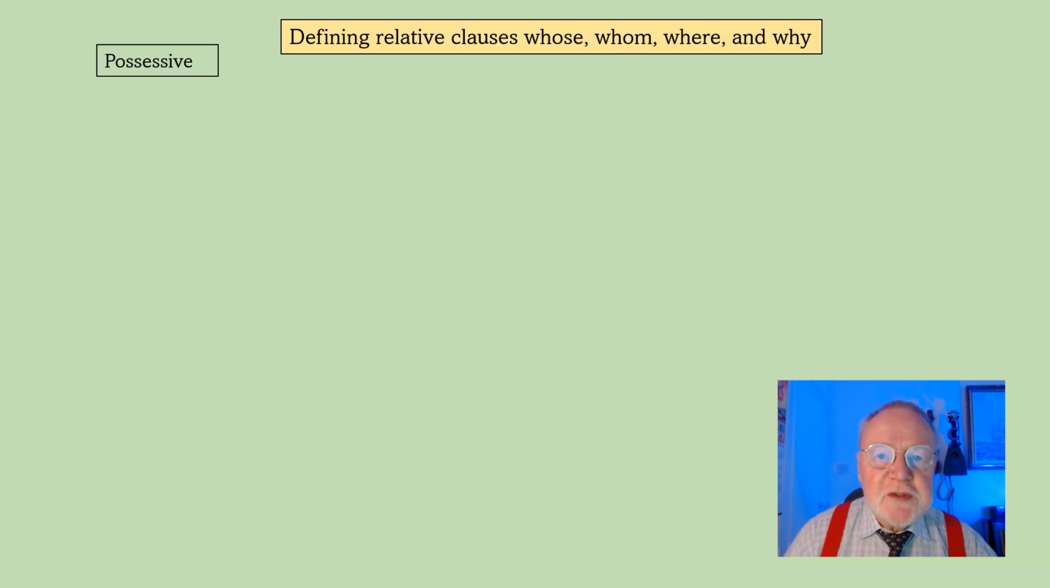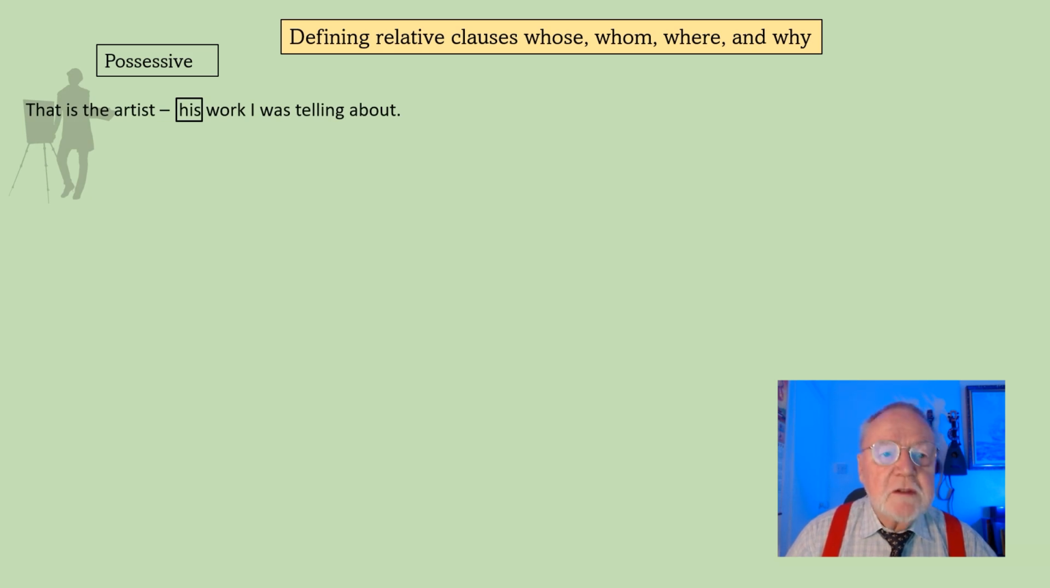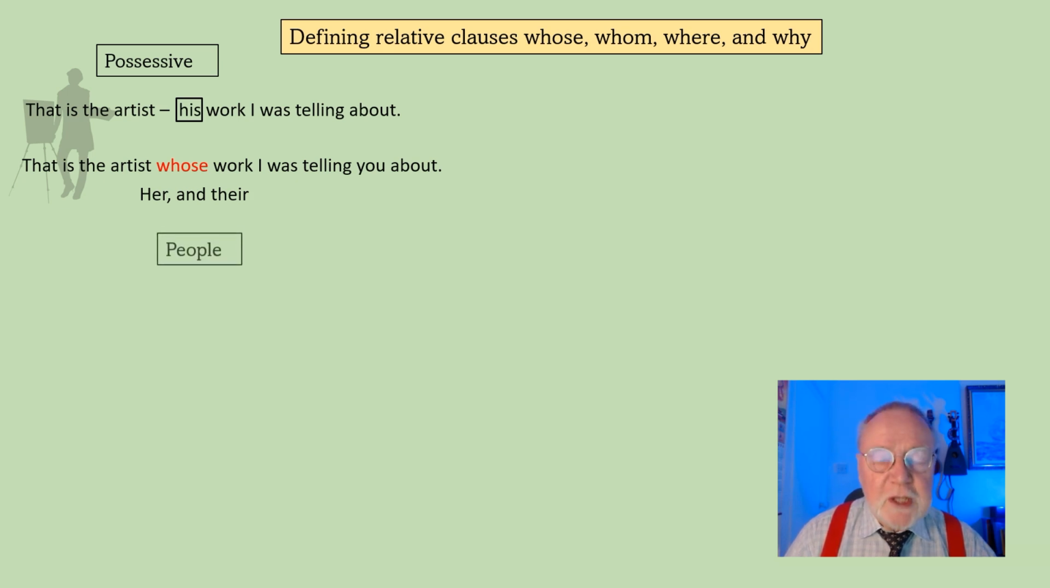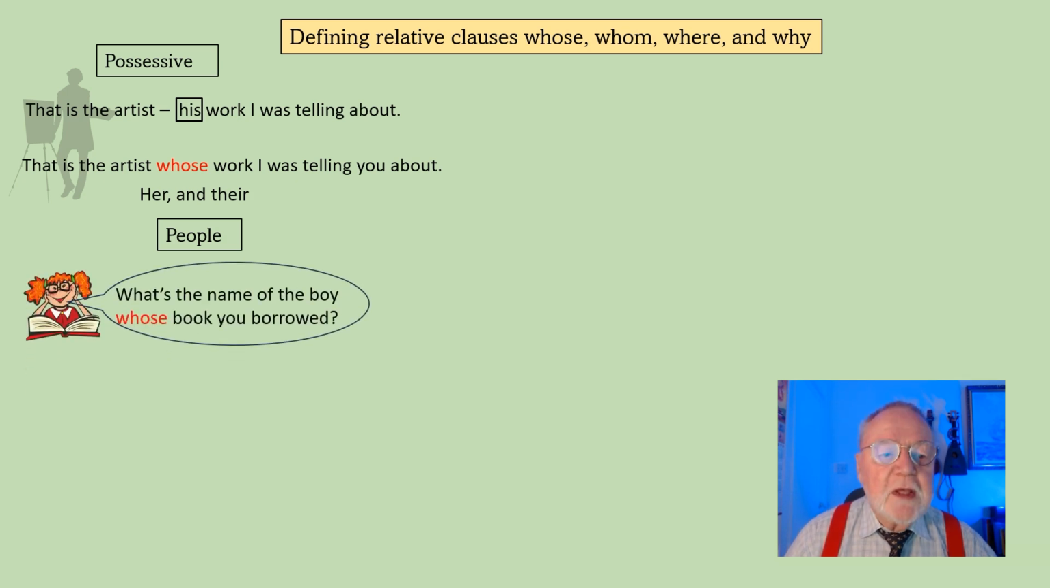And let's look at the possessive one first, whose. Here are two sentences. That is the artist, his work I was telling you about. And we can combine that into one. That is the artist whose work I was telling you about. And we can do the same thing with the other pronouns, her and their. So we can put down a rule really, can't we, and say for people we can use whose. What's the name of the boy whose book you borrowed?